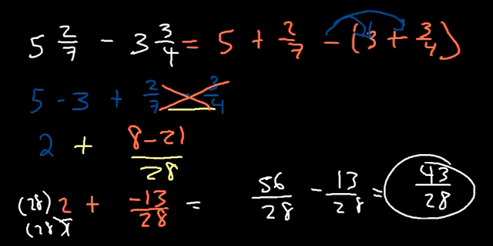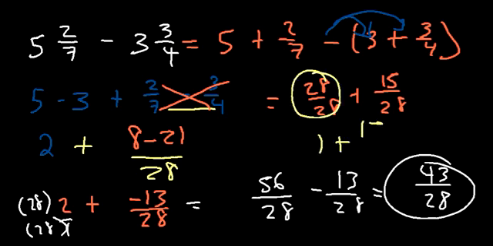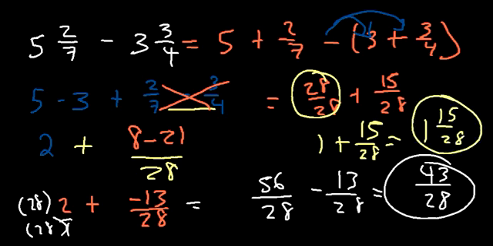And if you want to convert that back into a mixed number, that's 28 over 28 plus 43 minus 28, that's 15. Now this, you can convert this into 1. So this is 1 and 15 over 28 as a mixed number.